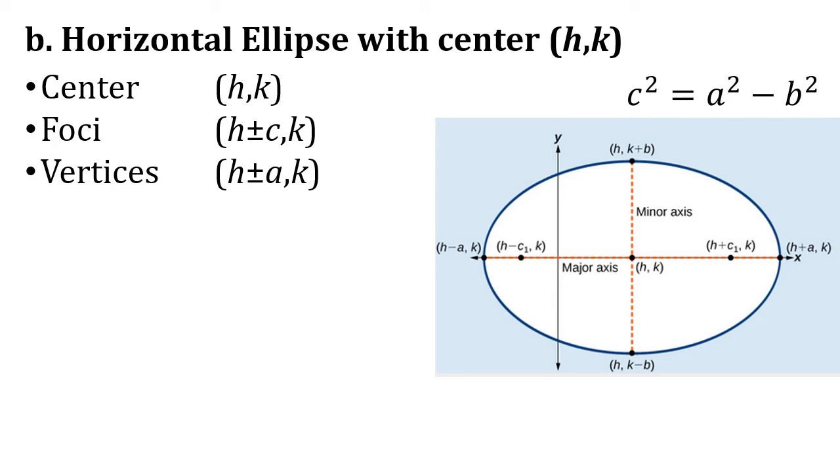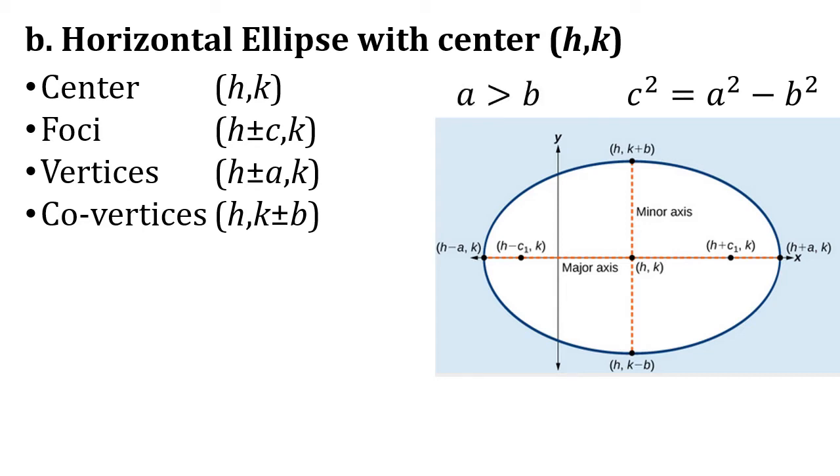The coordinates of the vertices are h plus or minus a, k. Look at that. The vertices are the endpoints of the major axis, h minus a, k and h plus a, k. Then the coordinates of the co-vertices are h, k plus or minus b. So take a look at our figure. The endpoints of the minor axis are h, k plus b and h, k minus b, which are our co-vertices.